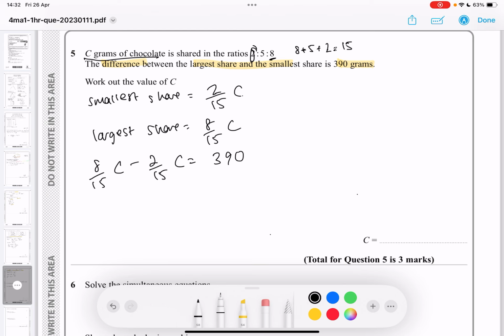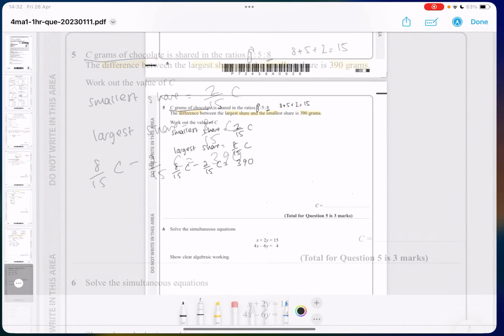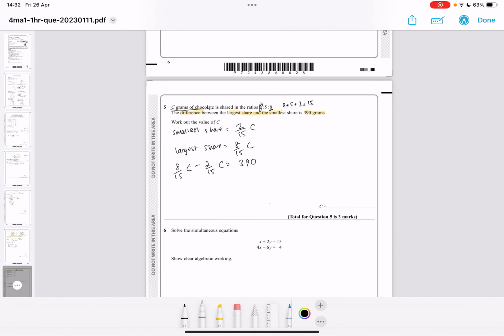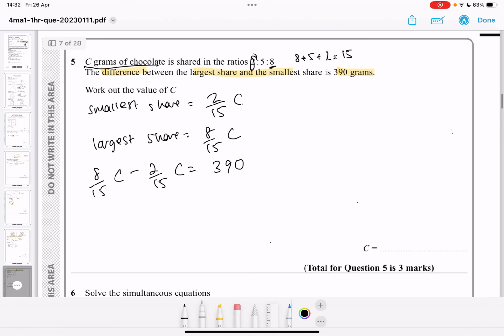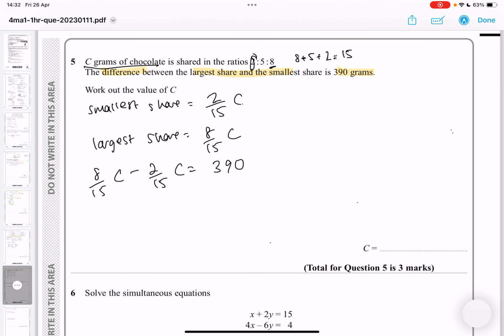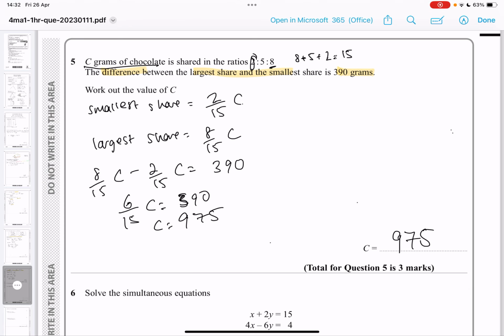So now we just need to solve this equation. Okay, so 6/15 C equals 390 grams. So C is going to equal, if we put that in the calculator, 975. Okay, so C is 975. Okay, next question.